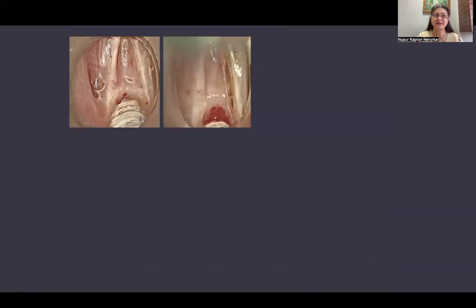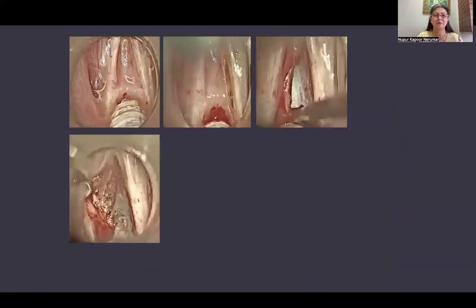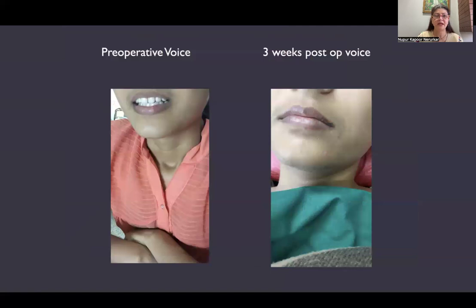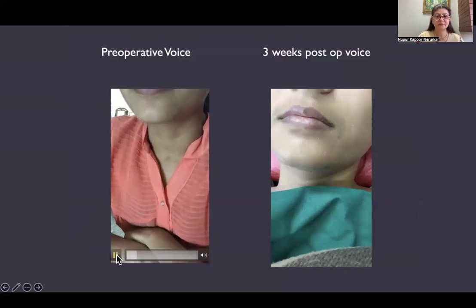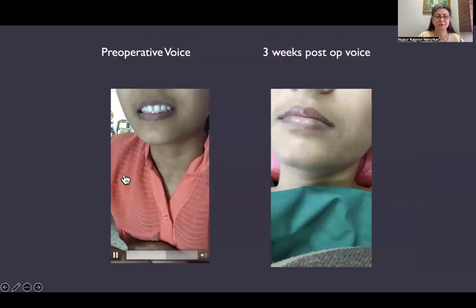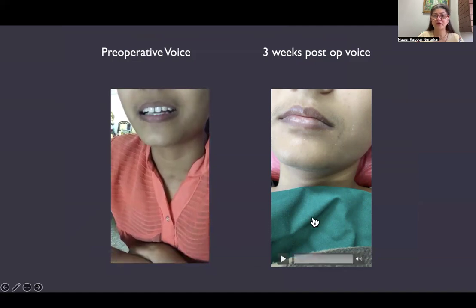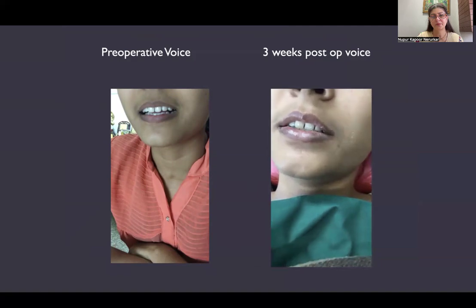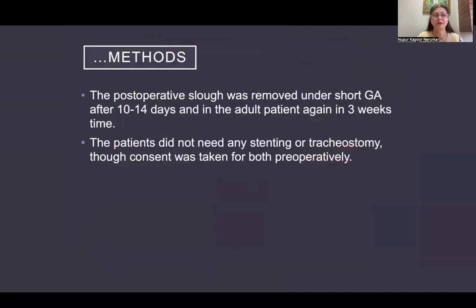This is another example of the same surgery being performed in a slightly older patient. Again, using the infraglottic mucosa on one side, on the right-hand side, on the left-hand side, the glottic web epithelium, and the preoperative voice. And the 3-week post-op voice.